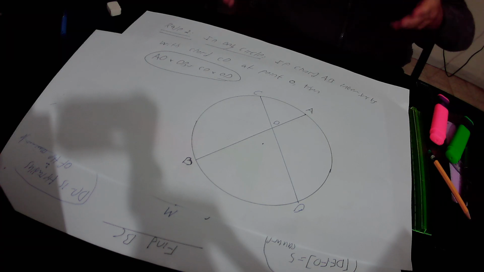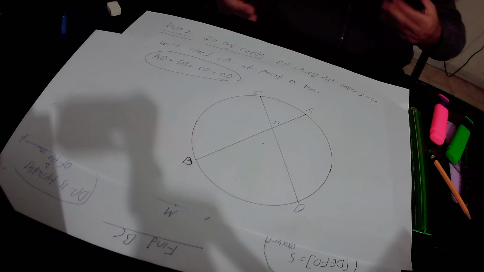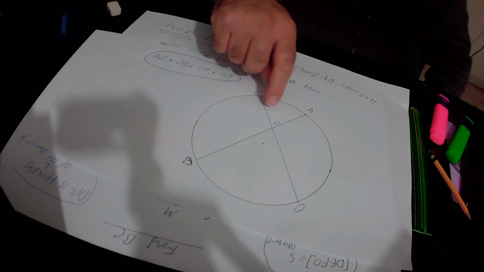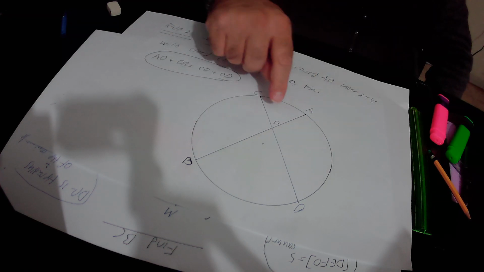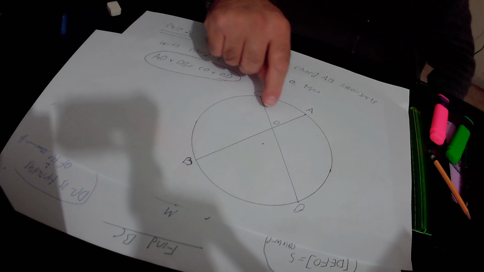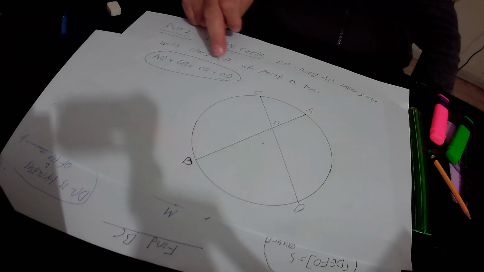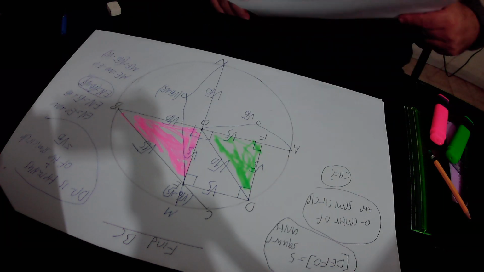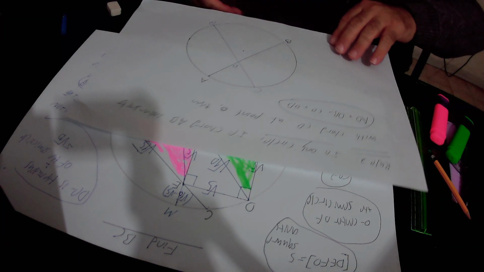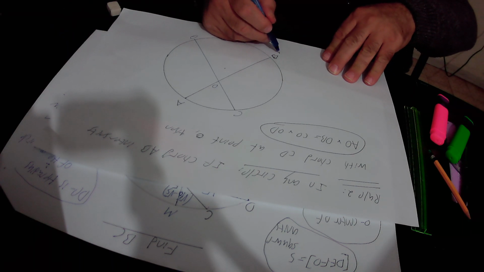So, if you have two chords that intersect with each other, then the following equation is true: AO times OB equals CO times OD. Again, AO times OB equals CO times OD. We actually can implement rule number 2 in our drawing.